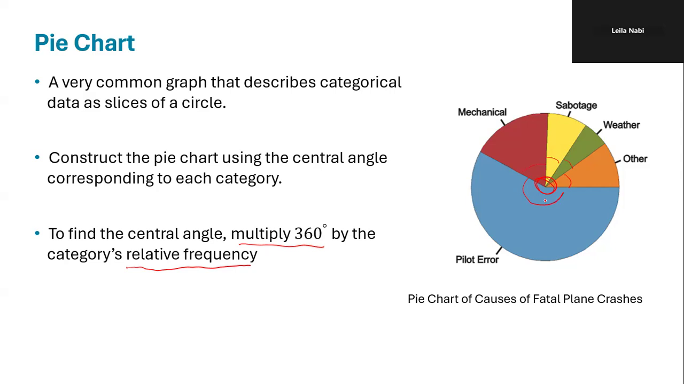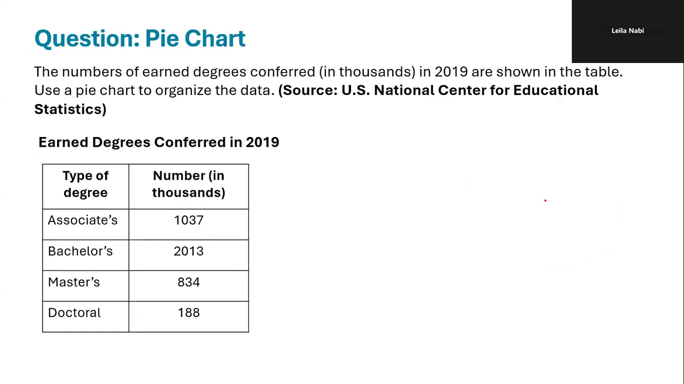Let's look at an example. We have the number of earned degrees, in thousands, in 2019. We want to use a pie chart to organize the data. You see the type of degrees and the numbers in thousands. We want to show them in a pie chart, so that means we need the relative frequency.